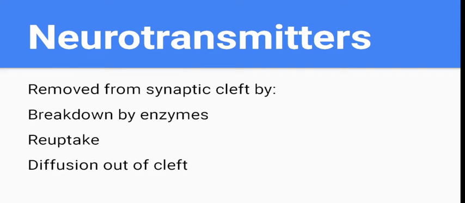Neurotransmitters can be removed by different methods. Enzymes can break them down, they can be reuptaken, or they can just diffuse out of the cleft. Makes sense: break them down, take them back up, or just leave.